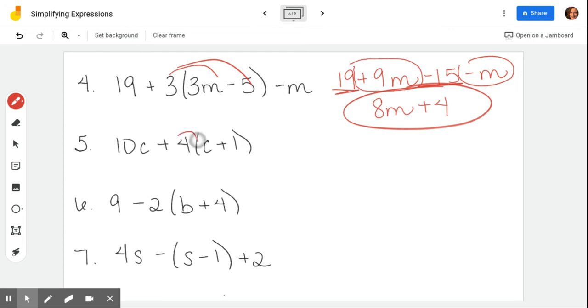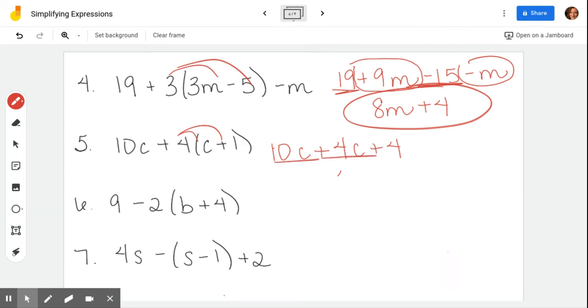Same deal on number 5. I have to do the distributive first. So this problem really says 10c. 4 times c is positive 4c. And then 4 times 1 is positive 4. I always start with the variables. I don't have anything to put with that 4c, so I'm just going to write 4c. Oh, I have a 10c.